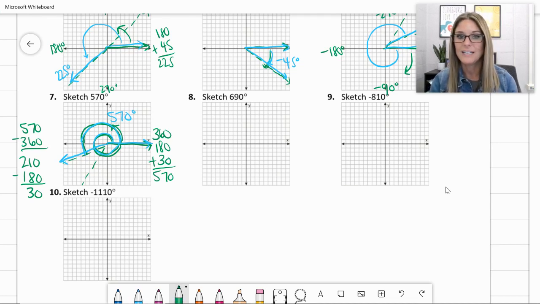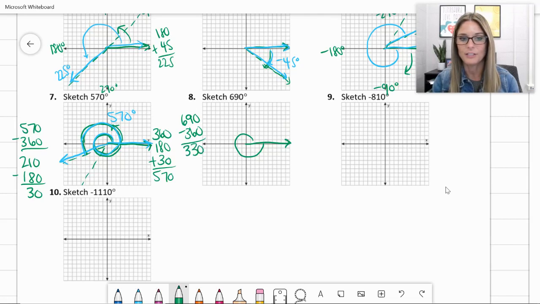Number 8, 690, again, is bigger than 360, so we're still going to start in standard position. It's just going to have a full rotation larger than our starting position. So let's take 690 and subtract 360. What happens when I do a full rotation up and over? That still leaves me with 330 degrees.